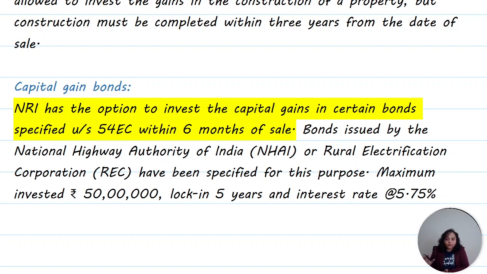5.75% rate of interest. The interest that you earn on such bonds is taxable. It is not a tax-free return that you get on these bonds. So, any interest that you earn will be taxed under income from other sources in your income tax return. So, these are the various ways in which tax implications affect your transfer of property in India.